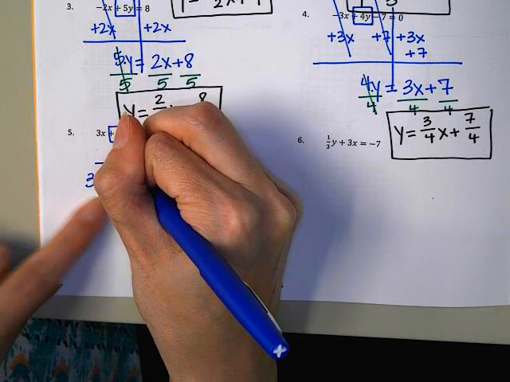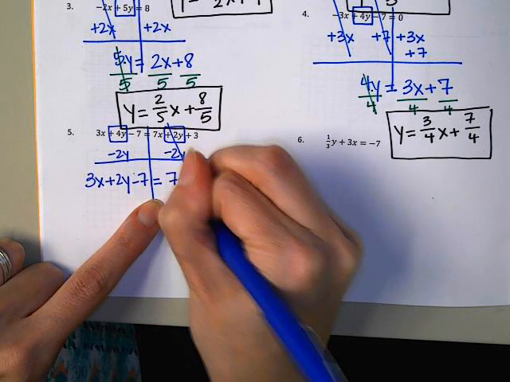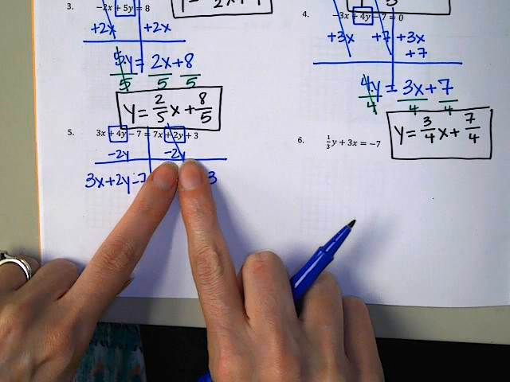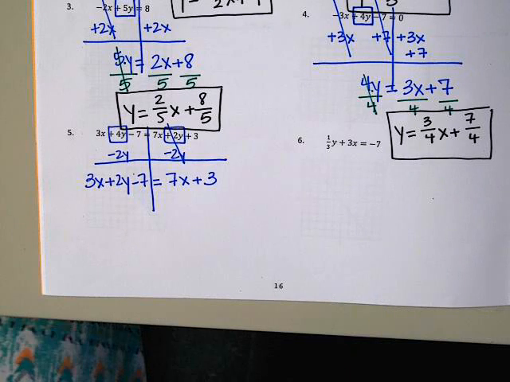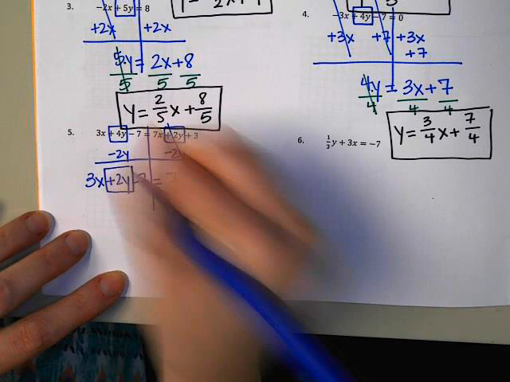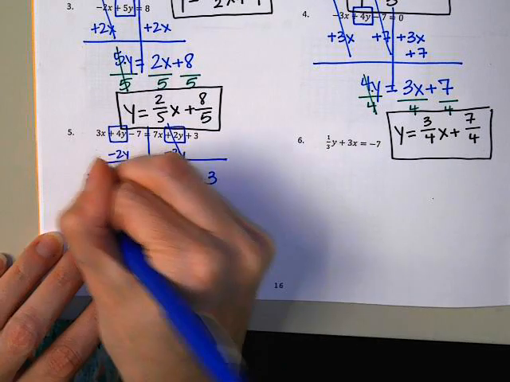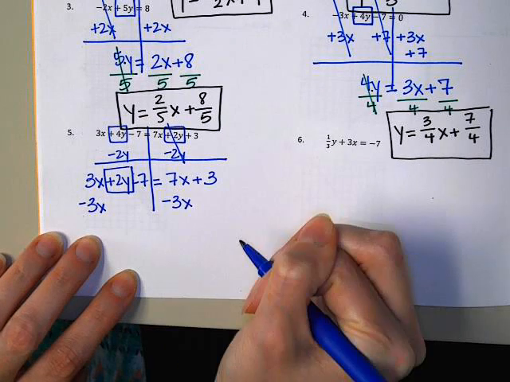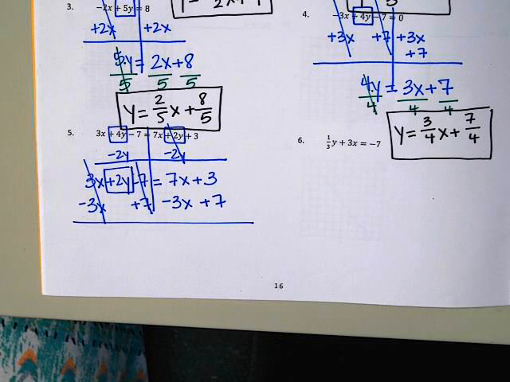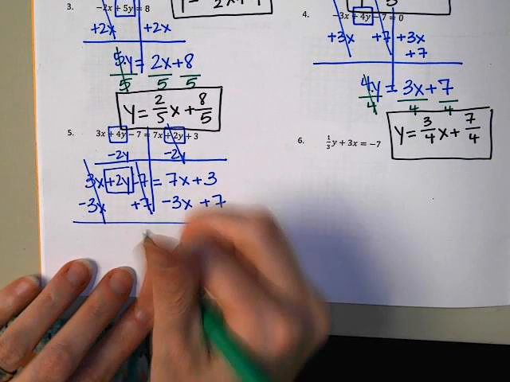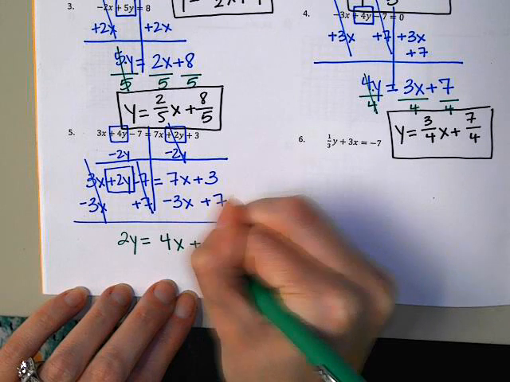If we add like terms here, plus 2y minus 7 equals, and then we have 7x plus 3, right? So all we did is subtract the 2y over. And 4y minus 2y is 2y. Now that we have all the y's together, we're going to move all the other stuff to the other side. So we're going to have to minus the 3x and add the 7 over, right? Because we want to isolate the y. So now we have 2y equals, we're going to add like terms, 4x plus 10.